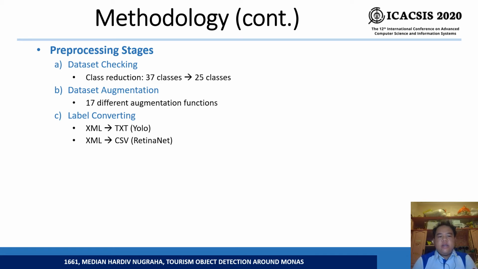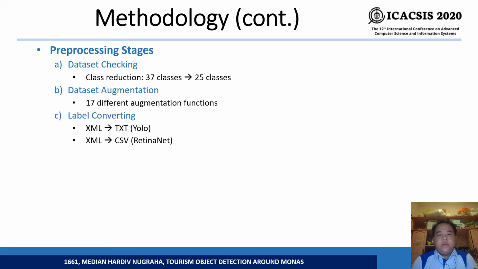And then second is dataset augmentation. By using augmentation techniques, we hope that the accuracy will be increased, and also the performance will be much better, because we only have 600 images. And we use 17 different augmentation functions, which are stated in the paper as well.